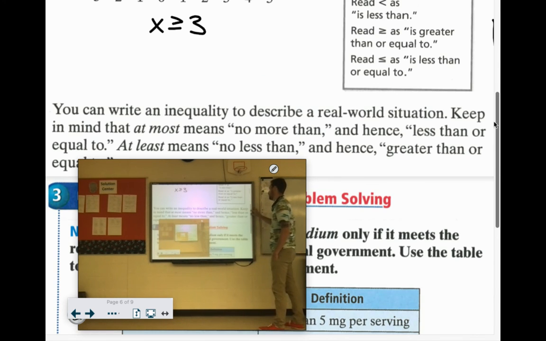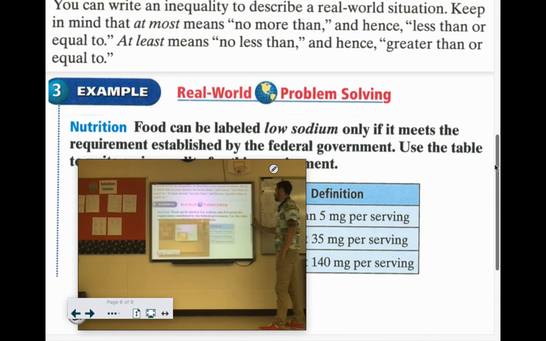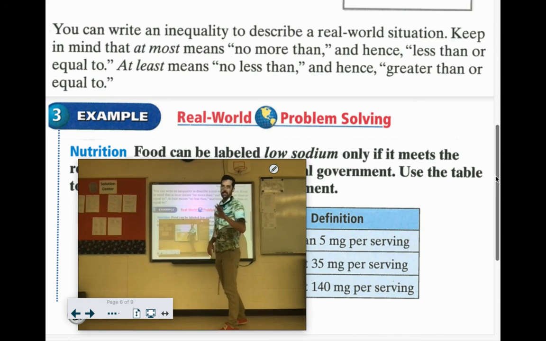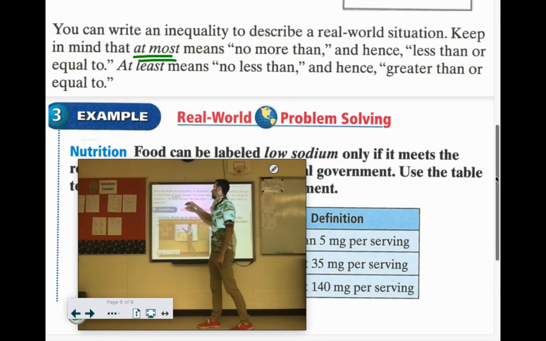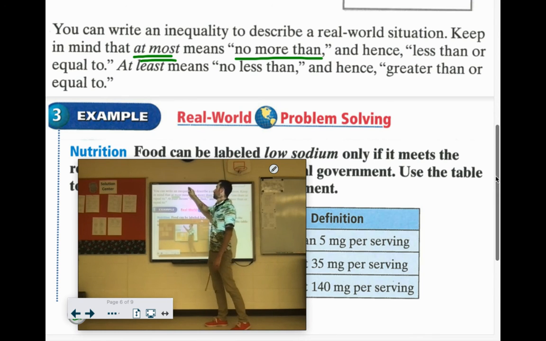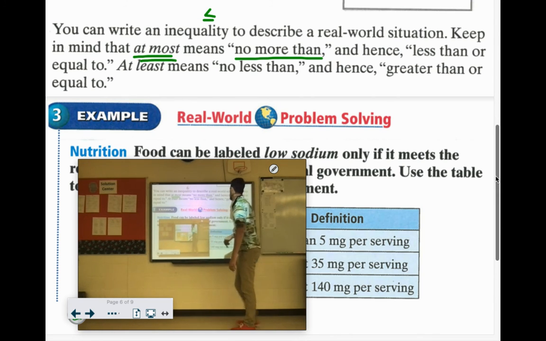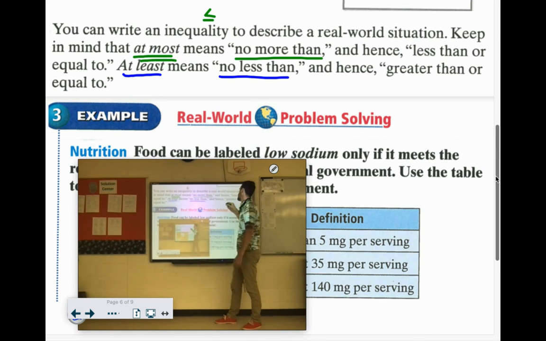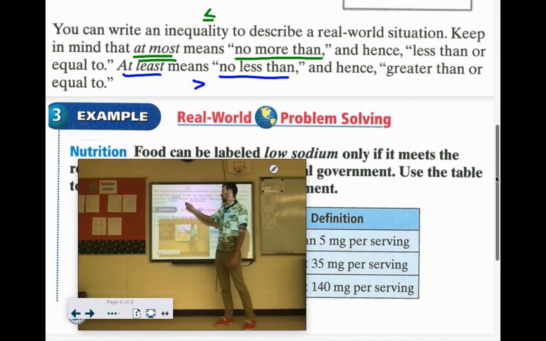Real world problem. Now you're going to see some keywords just like we did with the variable expressions, like sum, product, all that stuff. Similar stuff with inequality. So at most, you'll see that a lot. That means no more than, right? So at most would be less than or equal to. At least is the one you probably see. You see these two the most. So at least means no less than, and so you would say greater than or equal to.